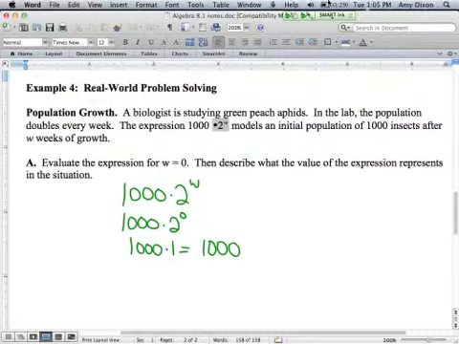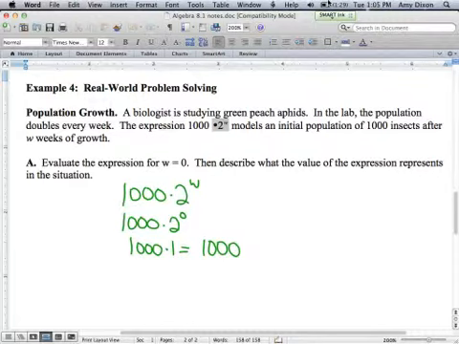Now it tells us to describe what this value represents. The answer is 1,000 insects. What did we plug in for W? 0. So at 0 weeks, we have 1,000, which makes sense, doesn't it? We started off with 1,000, and week 0 would be 1,000.